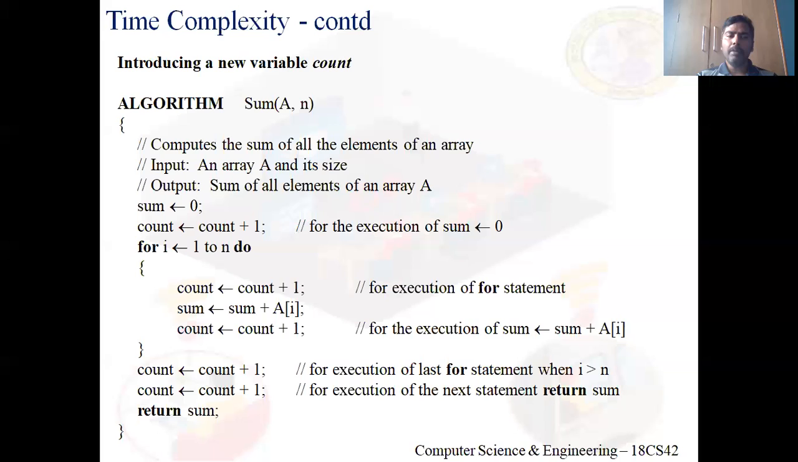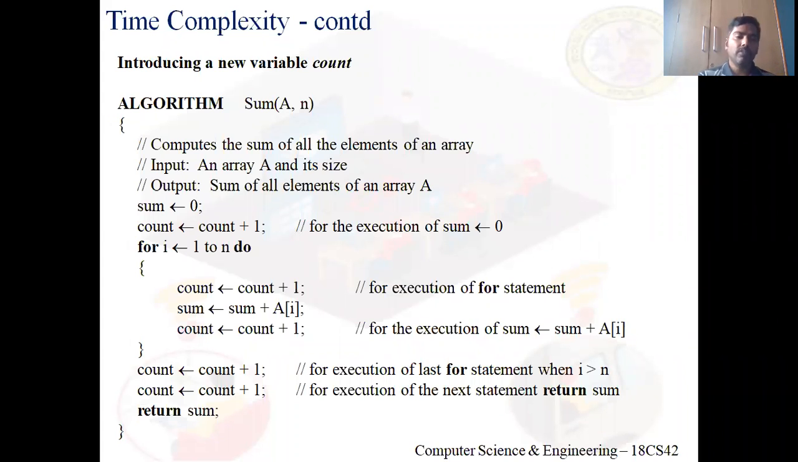So finally, when I becomes n plus 1, the condition becomes false. So where I equals n plus 1, the condition becomes false. Now control won't enter the loop. Where does the control go? Control goes out of the for loop.